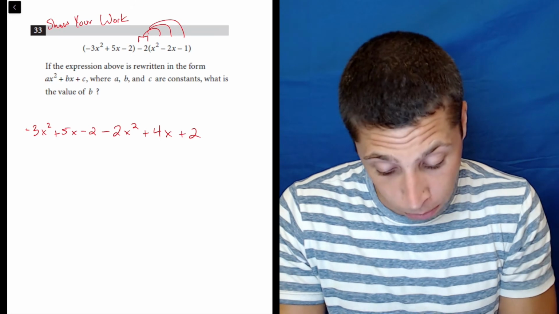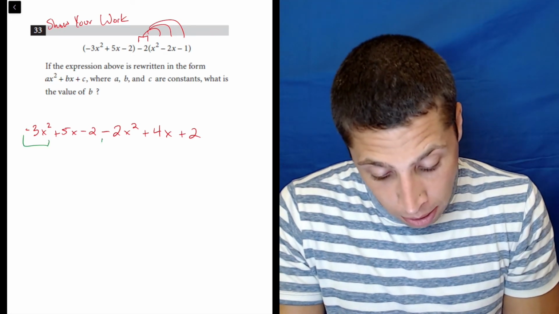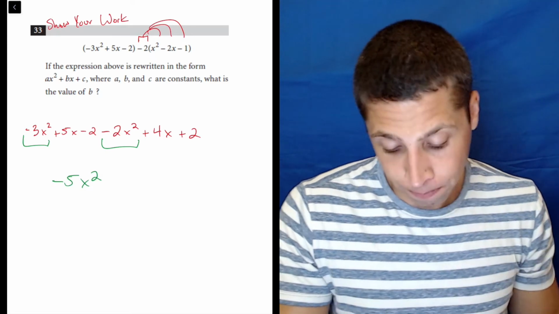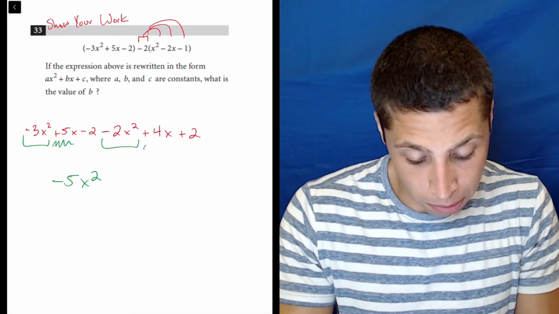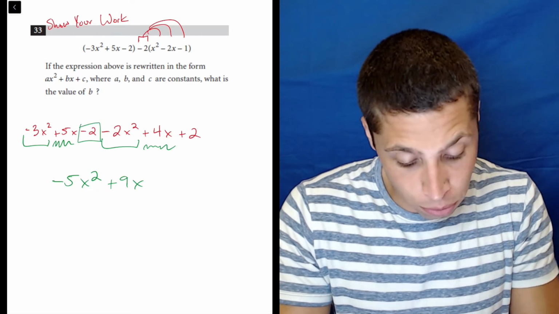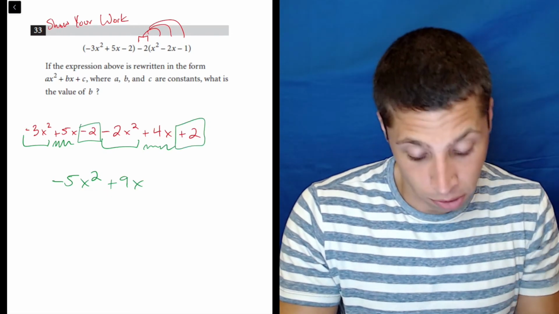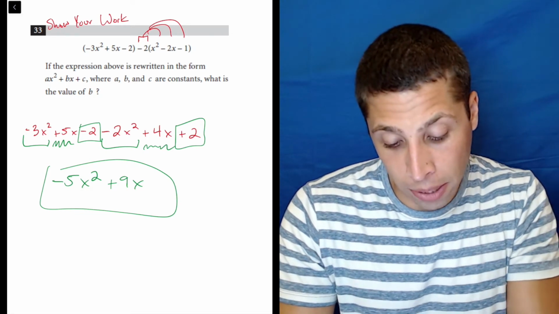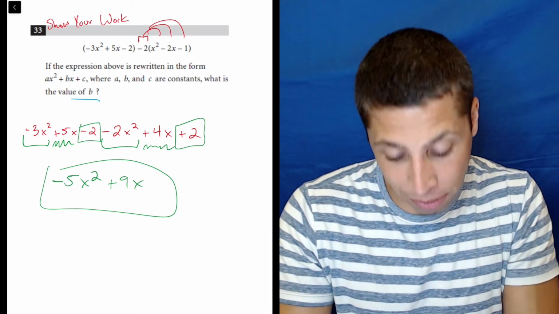combine like terms. So -3x squared minus 2x squared is -5x squared. -5x plus 4x is 9x. And -2 plus 2, those cancel out, so we're just done. This would be our result, but we aren't being asked for that. We can't bubble that, so we're being asked for the value of b.